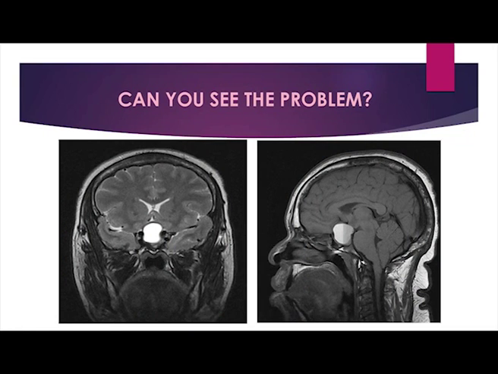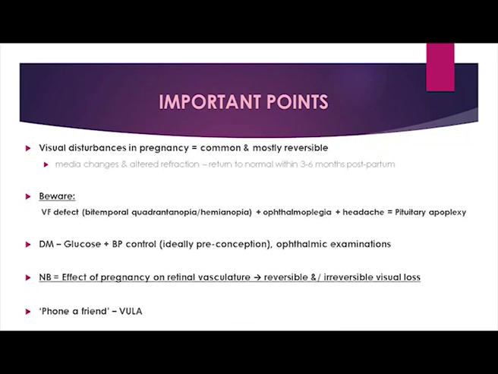Okay. So just to recap, visual disturbances in pregnancy are very common because of a lot of the refractive changes, the changes in the swelling and the composition of the cornea and the lens particularly, but they're mostly reversible. So they'll resolve again postpartum. So nothing to be worried about.